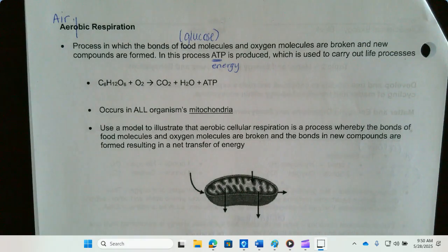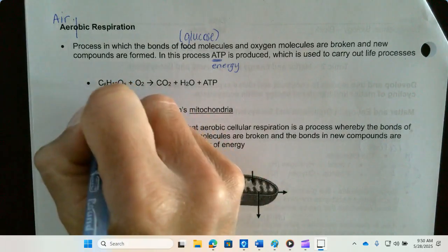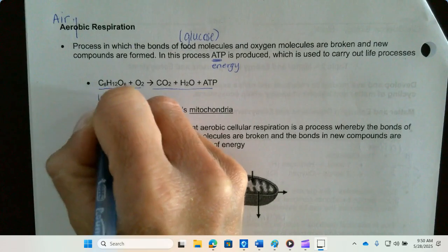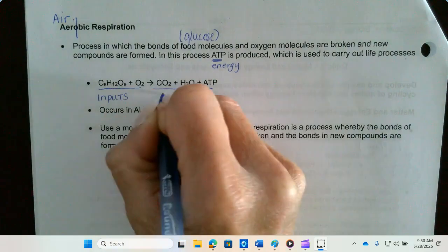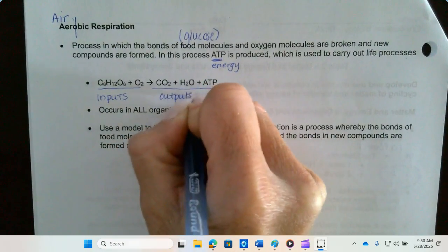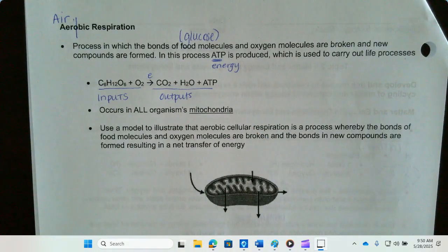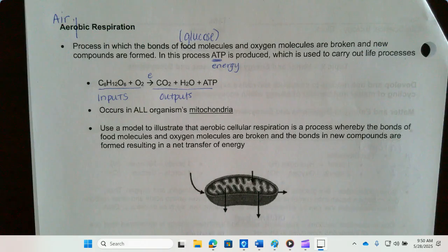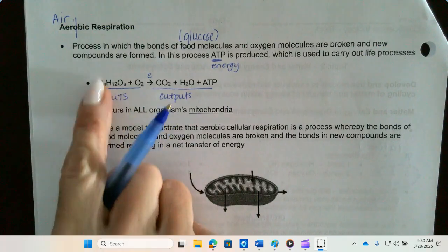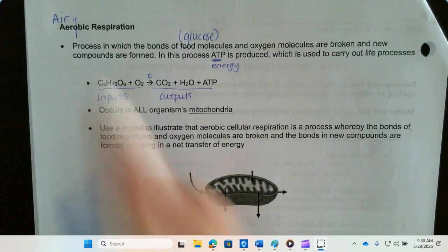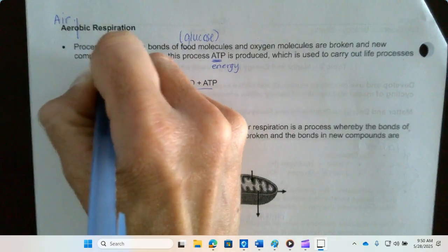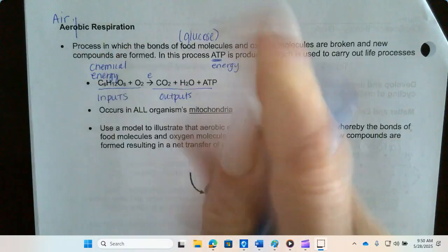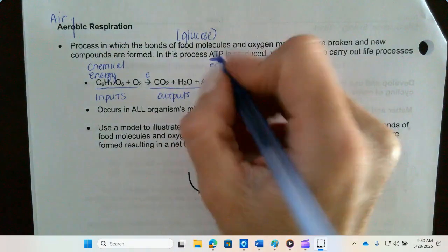When I have the formula, the first thing that I like to do is always label the inputs and the outputs. Going to put another E, right? Enzymes speed up chemical reactions, so they're necessary for both photosynthesis and then also cellular respiration. Notice here I have my chemical formula. The chemical energy is going to be the glucose. Here I have my ATP. That's also chemical energy.